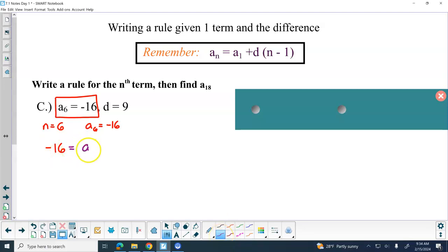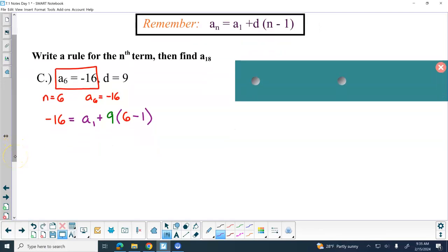So if I'm going into my rule, a sub n is -16. That then is going to equal, I don't know what my first term is, plus my common difference, which is 9, times my n value, which is 6 minus 1. So I can do that math and figure out what my first term is. 6 minus 1 is 5. So this would be -16 equals my first term plus 9 times 5. 9 times 5 is 45. If I subtract 45 from both sides, I get -61 is my first term.